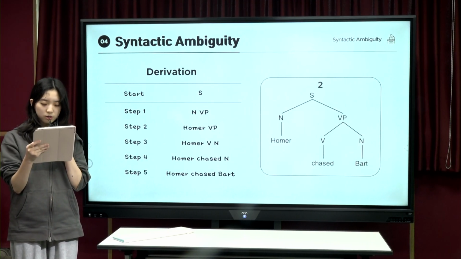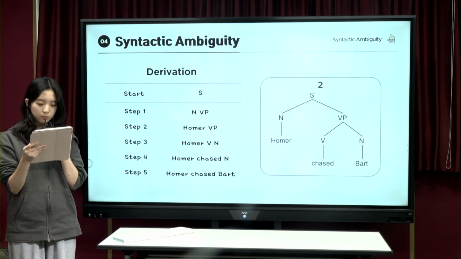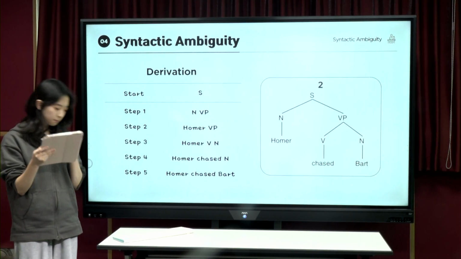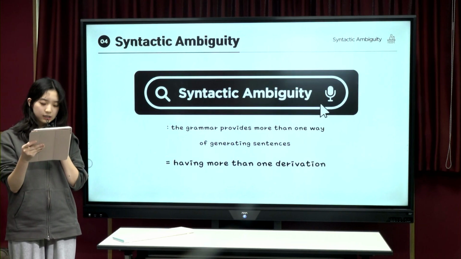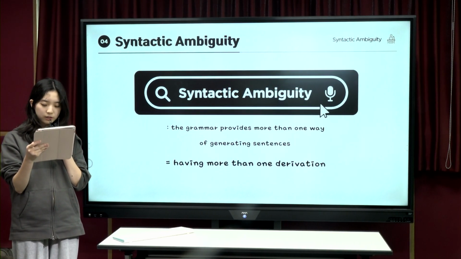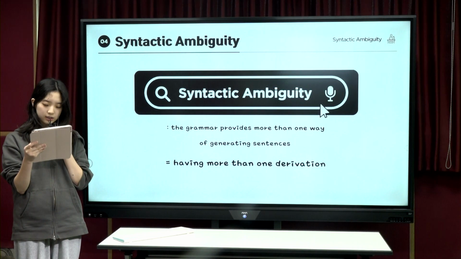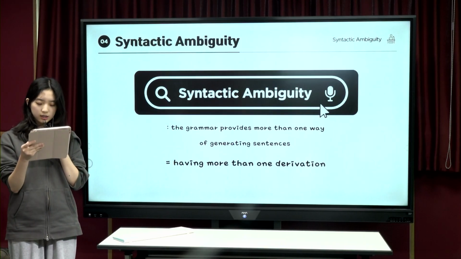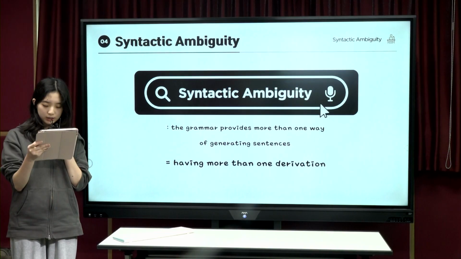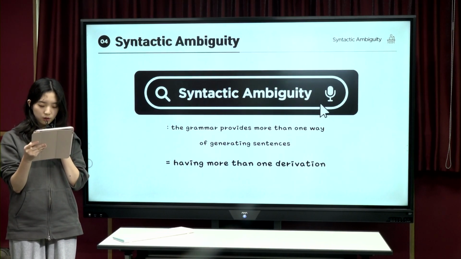However, by this process, we can analyze that having more than one tree diagram is said to be syntactically ambiguous. Syntactic ambiguity means that the grammar provides more than one way of generating the sentences. In short, it means the grammar has more than one derivation. All you have to remember is that syntactic ambiguity is different from semantic ambiguity. Semantic ambiguity is when a sentence has more than one meaning.